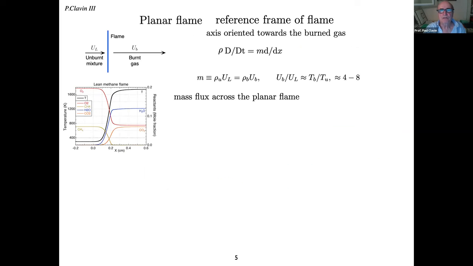Now, working in the reference frame of the flame, the difference with the previous one is that the fresh mixture is on the left and the burned gas on the right, but this is the same, okay? This is the fresh mixture, this is the burned gas, and the axes are oriented toward the burned gas.